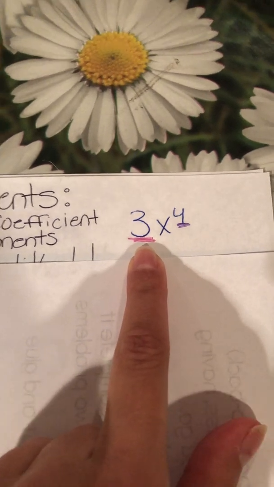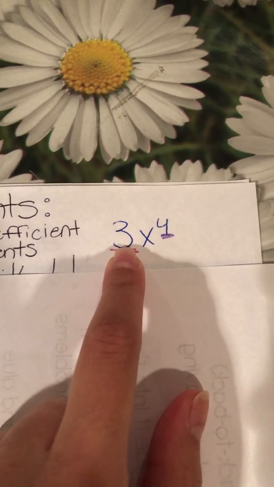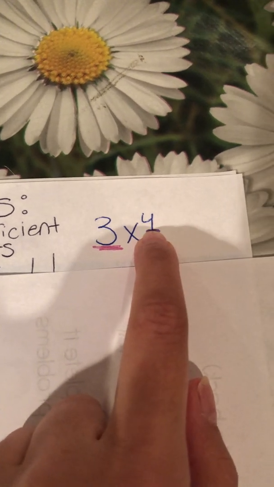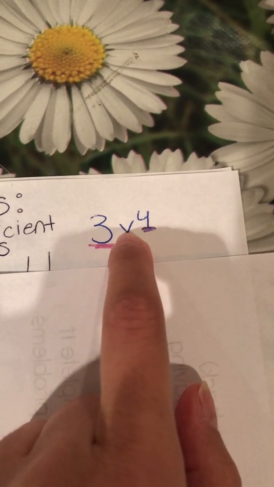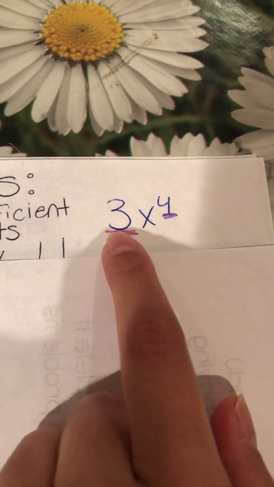Now, if you forget, a coefficient is always going to be the number in front of your variable. In this case, our coefficient is 3. It's in front of our variable, which is x. Then we're going to add the exponent. The exponent is the little number that's on top of your variable, or that's connected to your variable. So this reads 3 as the coefficient, x to the 4th power as our variable and our exponent.